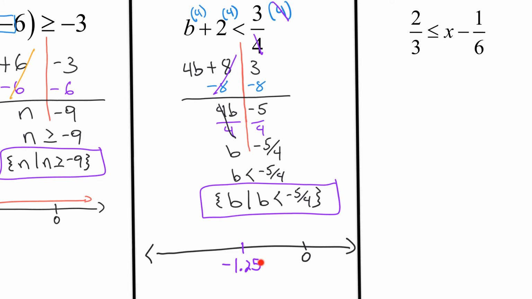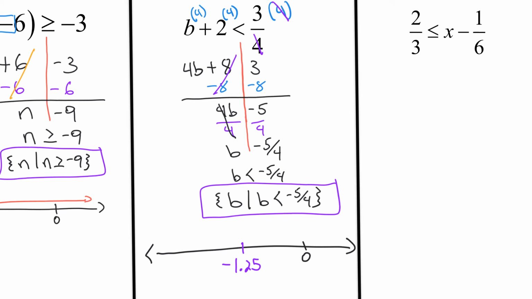Now one more time. This decimal is negative 5 over 4. 4 goes into 5 one time, and you have a remainder of 1, so it's negative 1 and 1/4. That's your mixed number. But your decimal is negative 1.25. So a lot of people understand that number better than the fraction negative 5 over 4. So it's okay if you use fractions.